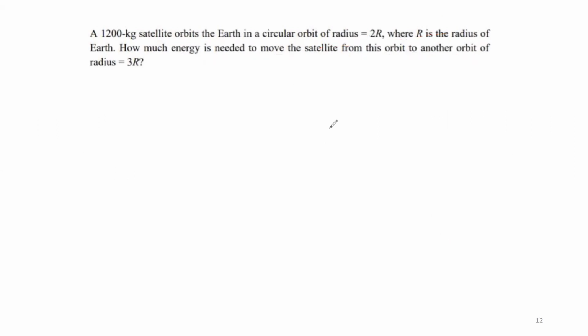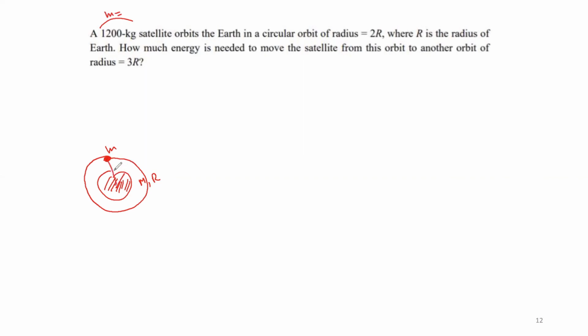Clear all drawings. So now I have a satellite. In the previous problem, it was at rest at the beginning and at rest at the end. Now here, what do I have? I have the Earth, the solid sphere, mass M and radius R. Now I have a satellite which is orbiting. I give you the mass of the satellite, it's 1,200. This is the mass of the satellite in a circular orbit. And the radius is 2R.